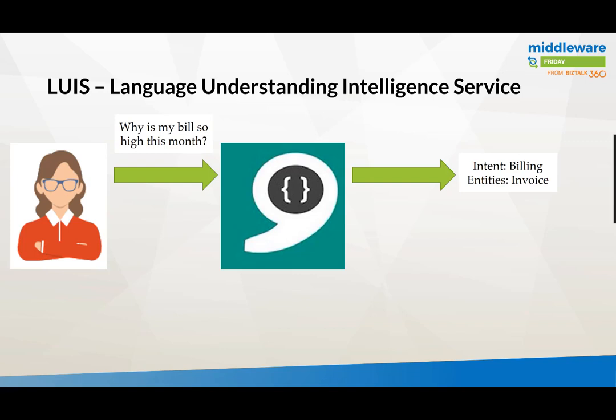And what LUIS can also do is detect entities or nouns. So in this case, you might have the bill is essentially an invoice, right? So that's something that can be detected. And this can be part of the makeup of an intelligent response back to the user if we so desire.